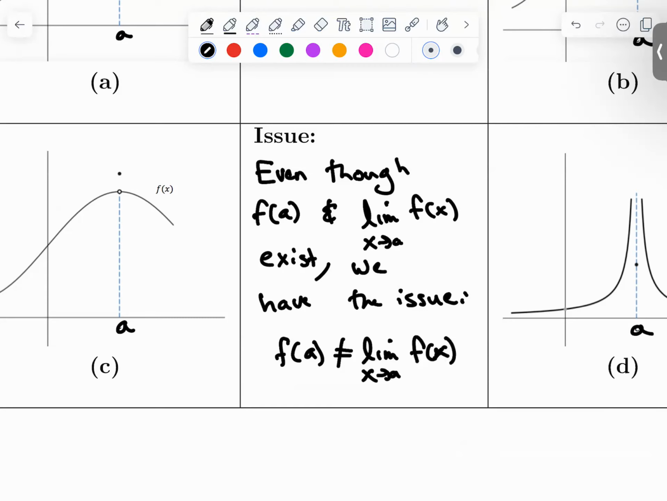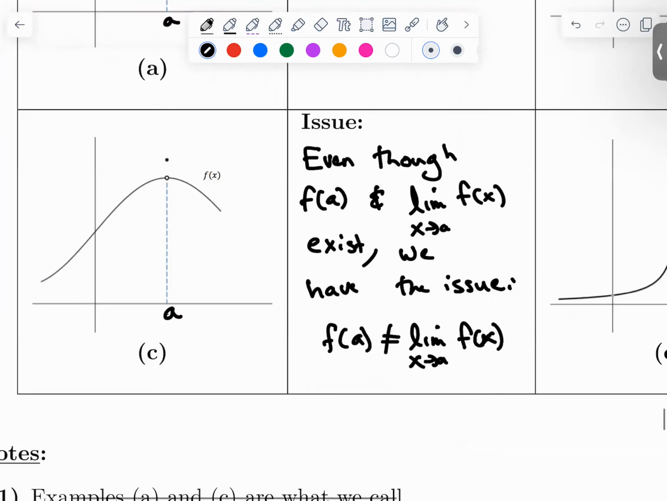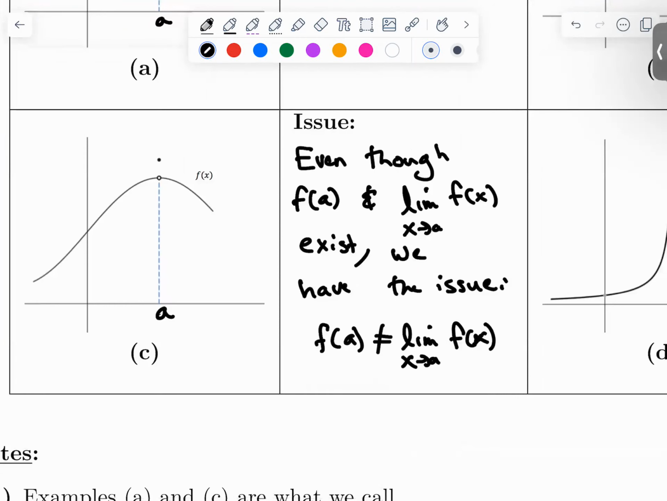Condition 3. Imagine if you're tracing this with your pen. You have to lift your pen off the page, fill in this solid dot, then jump back. That's why it's not continuous. Even though the limit exists and the function exists, it's not enough. They need to have the same value. The limit and the function have to have the same value.